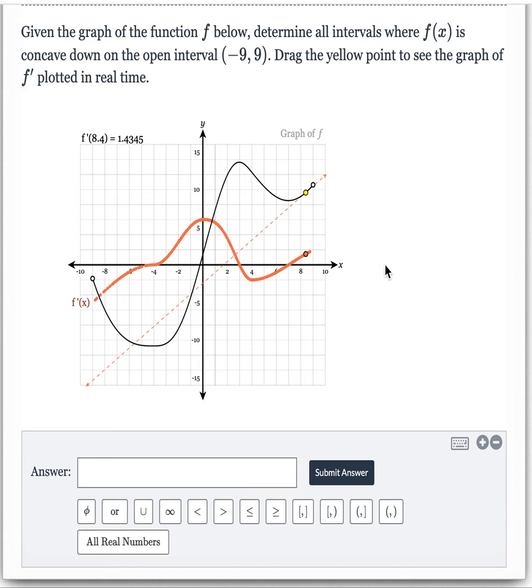Now, when we talk about concavity, the best place to see concavity is going to be where f prime is decreasing. F prime is decreasing. So if you notice, right here between 0 and 4, that is the only place on the orange graph where I have decreasing. It goes from high to low values.